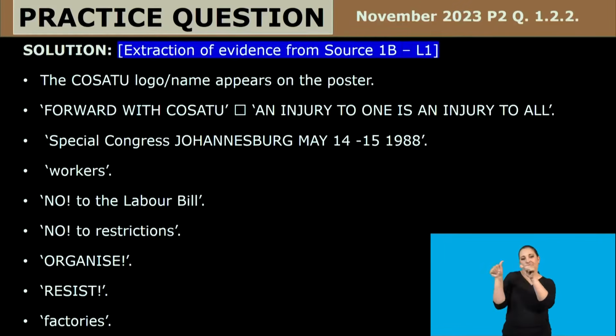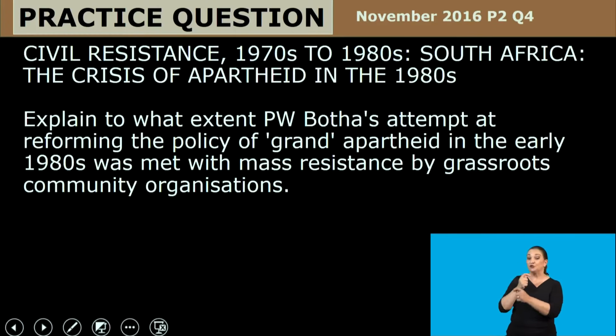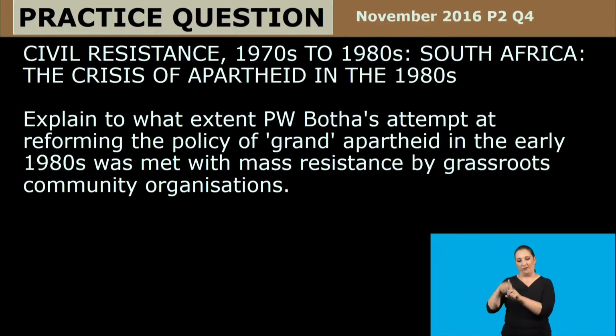Possible solutions there. The COSATU logo or name appears in the poster. There are also words, forward with COSATU, or an injury to one is an injury to all. Special Congress taking place in Johannesburg on May the 14th to the 15th, 1988. It has the words workers, no to the Labour Bill. Remember those words I circled? No to restriction, organize, resist, factories. So look for all the visual clues there that show you that that poster belongs to COSATU, which was a trade union for workers.